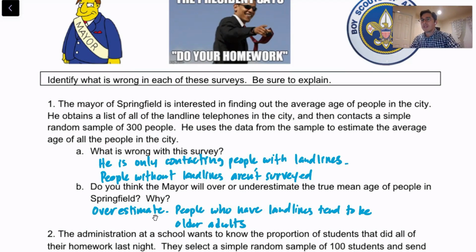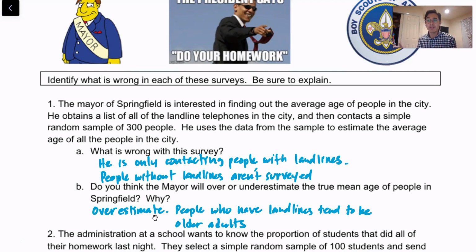Right, and then do we think that the mayor is going to over or underestimate the true mean age of people in Springfield? Why? So this method is probably going to lead to an overestimate, right? When you think about people who own landlines, it's usually older people, like your grandparents' age. Younger generations usually just rely on a cell phone and they don't tend to have landlines. So if we're only sampling people with landlines, we're most likely going to be sampling older folks.